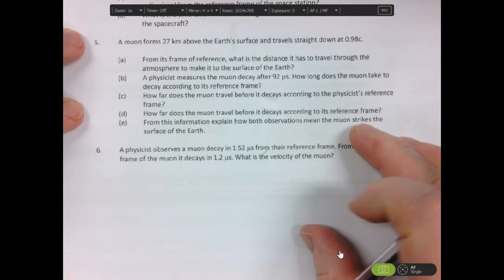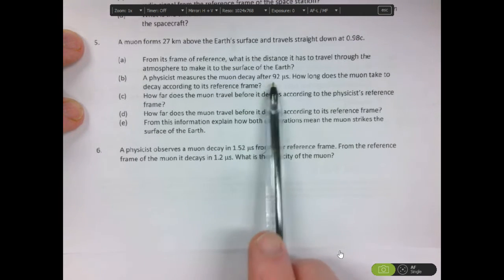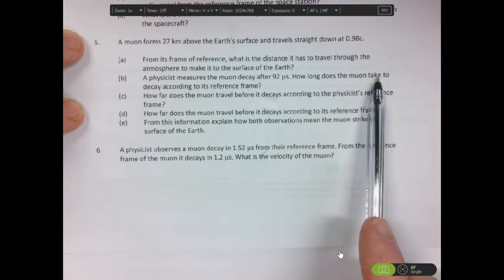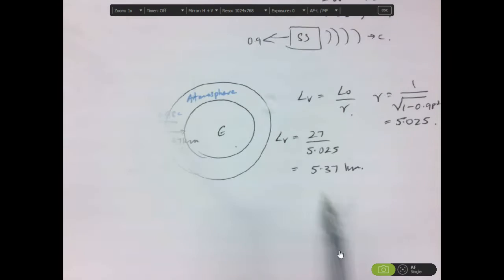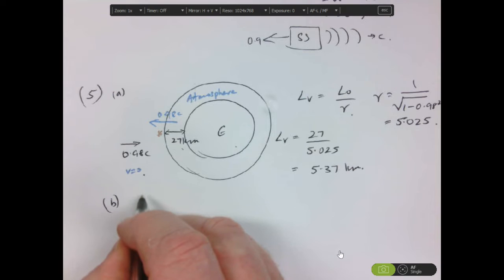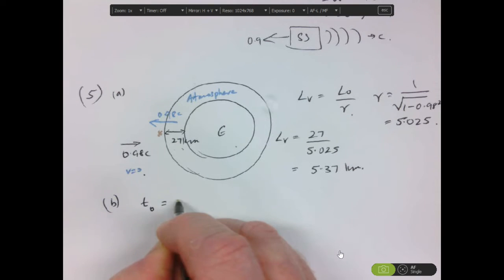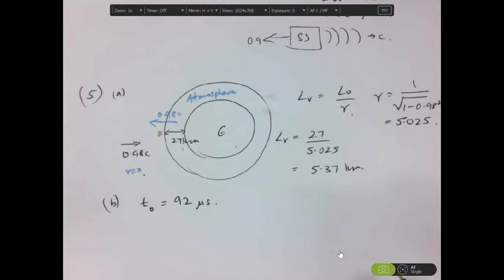B. A physicist measures the muon decay after 92 microseconds. How long does a muon take to decay according to its reference frame? Okay. So the B, a muon's proper decay time, so T0, is 92 microseconds. Do I want the velocity here, or do I want the T naught or T? And I think that's what T. Yep.